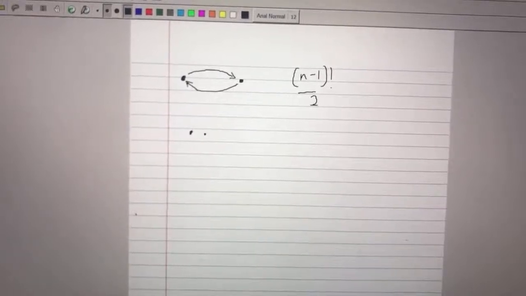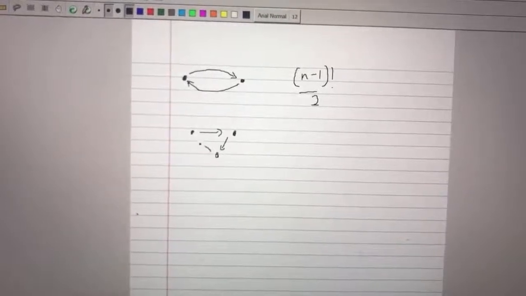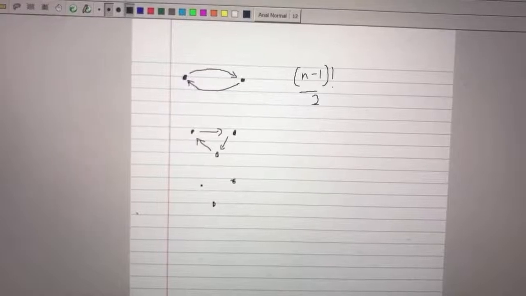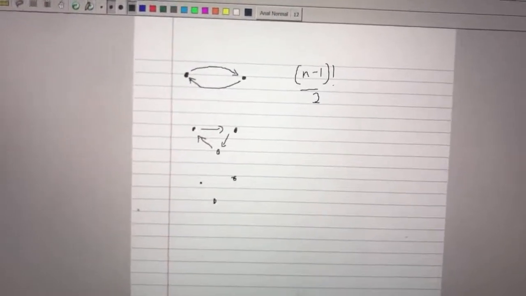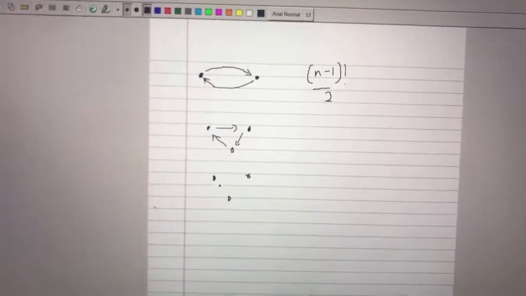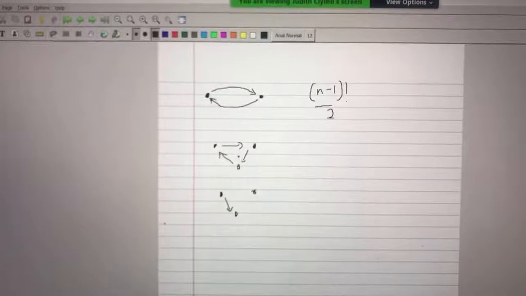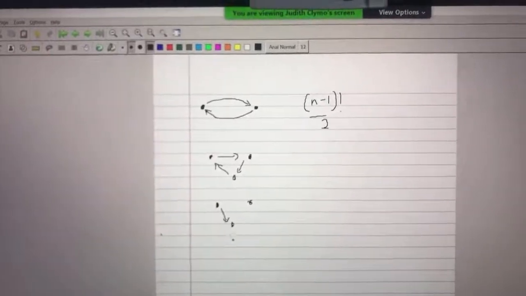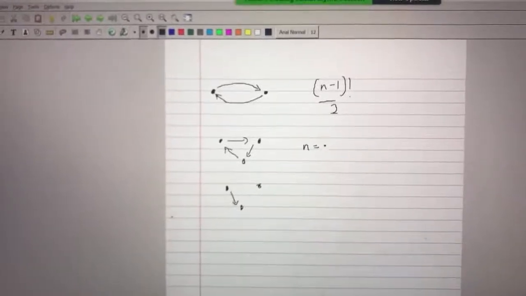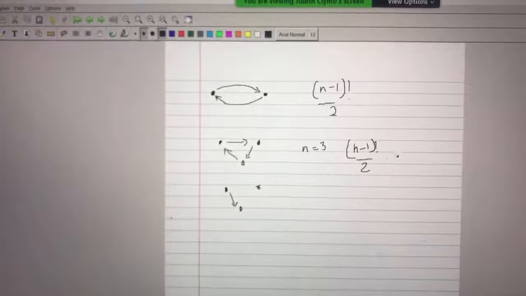Why? Does it work for 3? 1, 2, 3. And that should be the only one, right? Because if we went the other way, if we went this way, then that's just the opposite. So that gives 1. So that's correct when n is 3. (n minus 1) factorial over 2 is 2 over 2, which is 1.